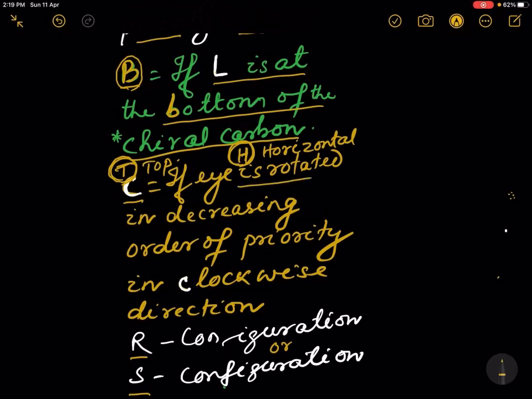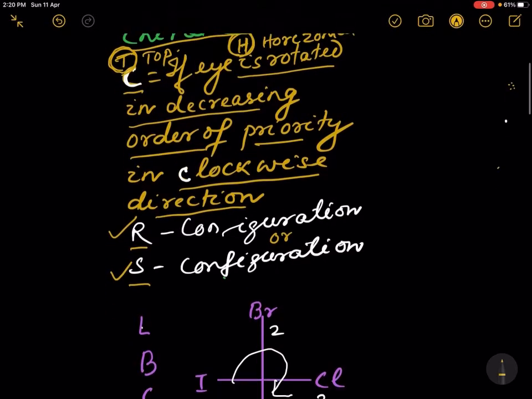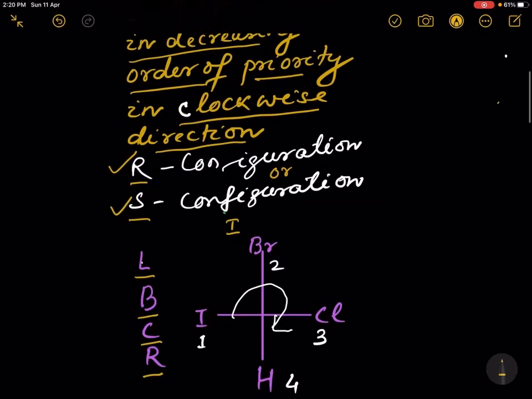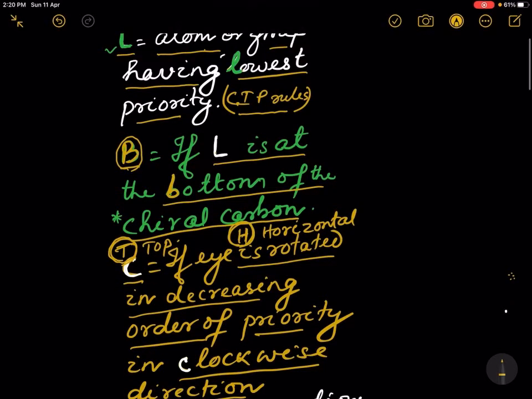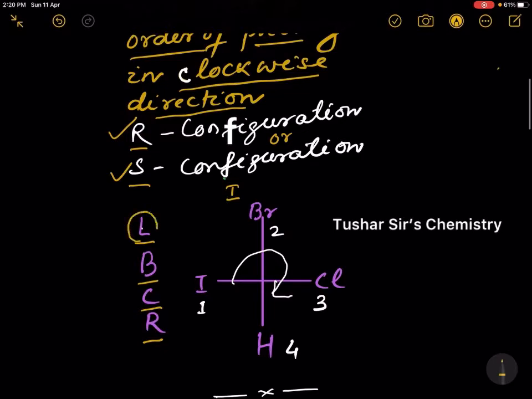C means, if the groups are rotated in decreasing order of priority in clockwise direction, then it can have R configuration or S configuration. Then some tricks are there. Trick number 1: L, B, C, R. L means atomic group having lowest priority. B means the lowest priority group is at the bottom.